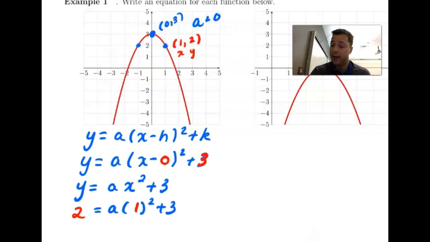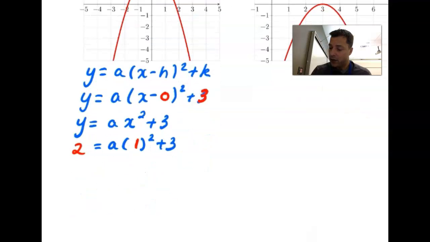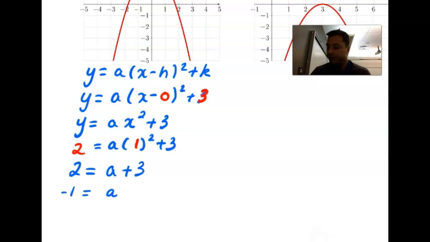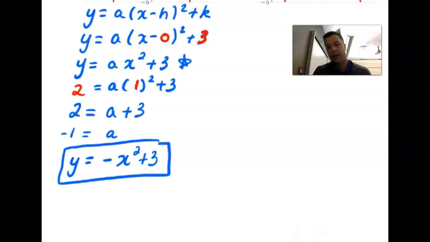And now I simplify this equation. So I have 2 equals a plus 3. And now I just subtract 3 from both sides, and I get a equals negative 1. And it should be because my parabola is opening down. And so that equation, you have y equals negative 1 times x squared plus 3. That shows the graph shifting up 3 units and flipping over.